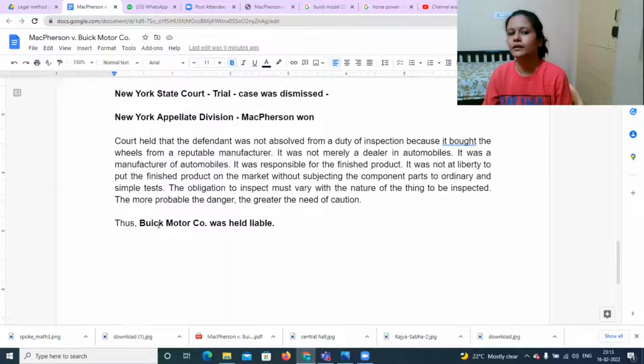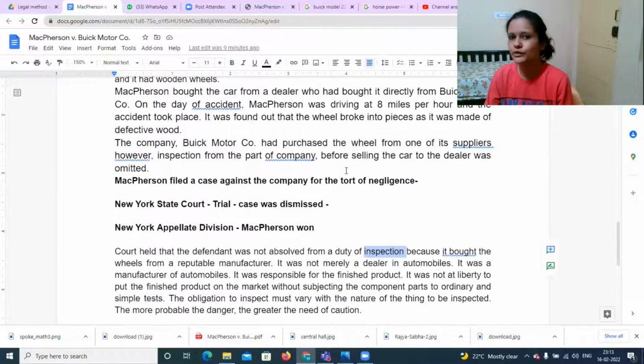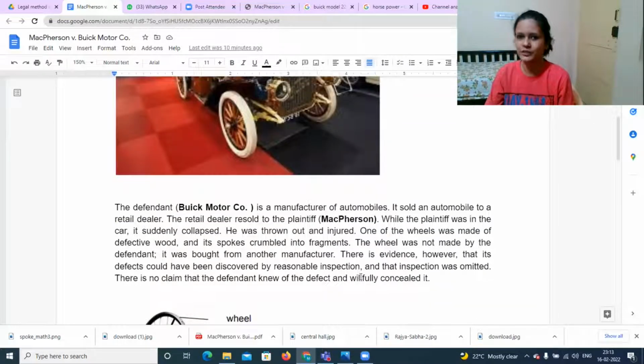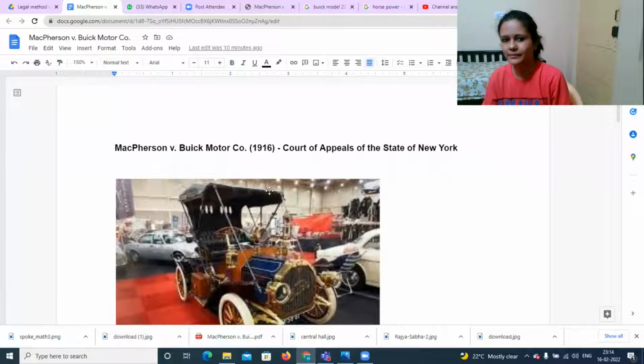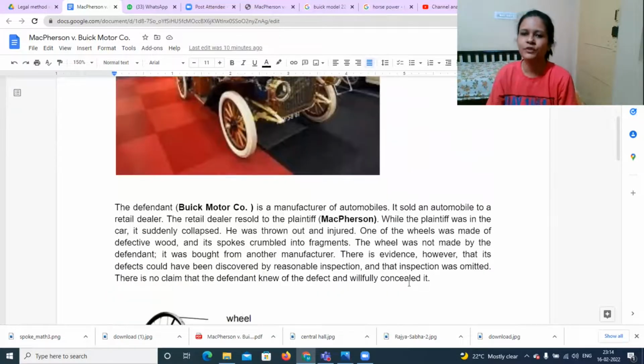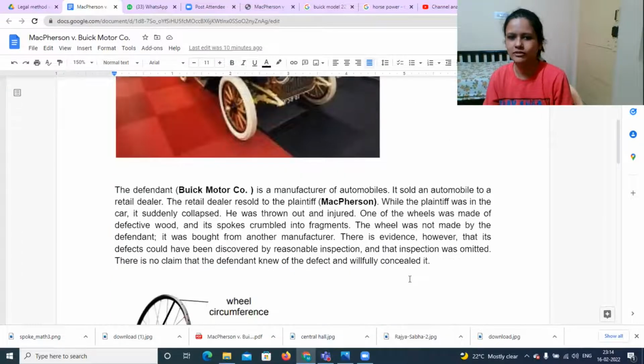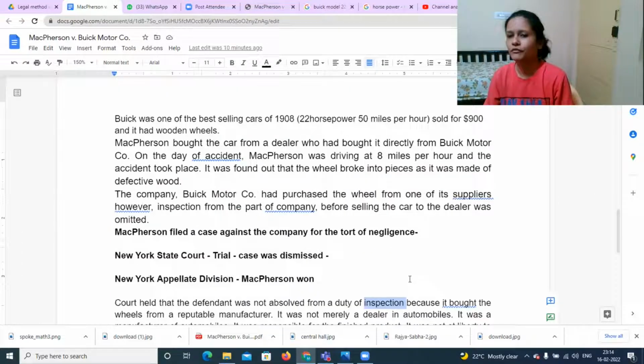So finally, the court held that Buick Motor Company was liable because it had a duty of inspection and it failed in its duty. And also it was established, right, that with some necessary, reasonable inspection, it could have foreseen the danger. So in such cases, it was held that they are liable because they failed or omitted to do this necessary inspection. So that's about this case, a very famous case relating to the tort of negligence.